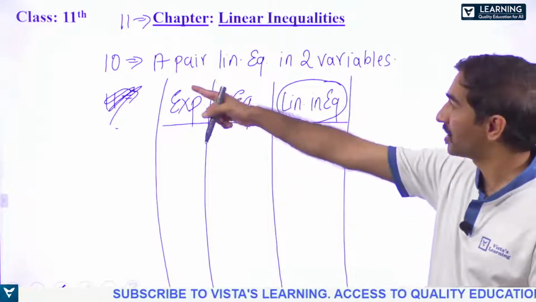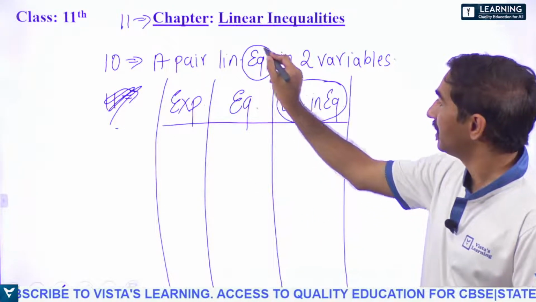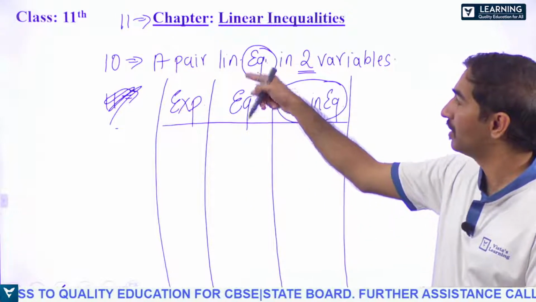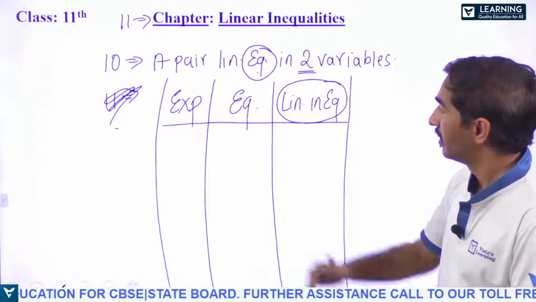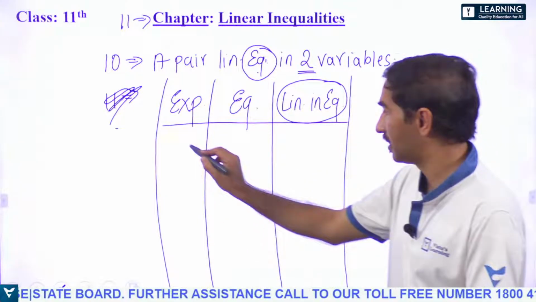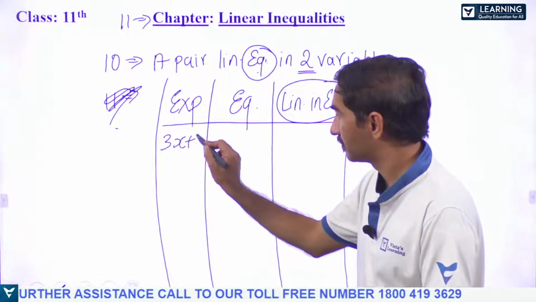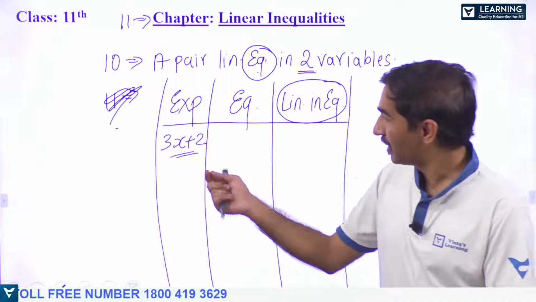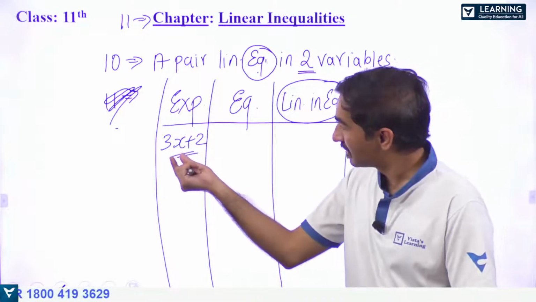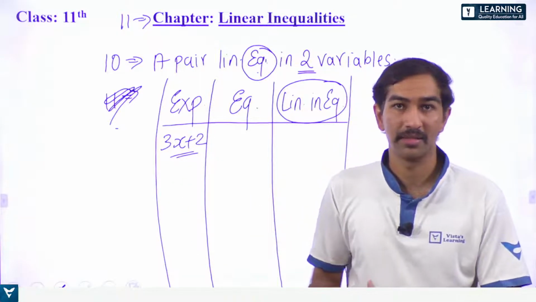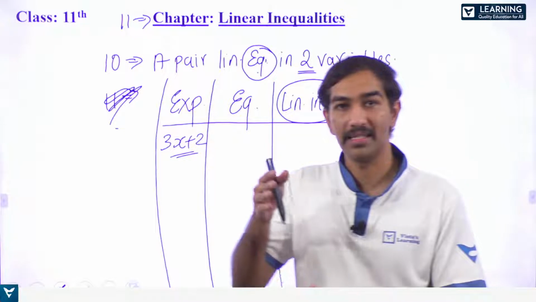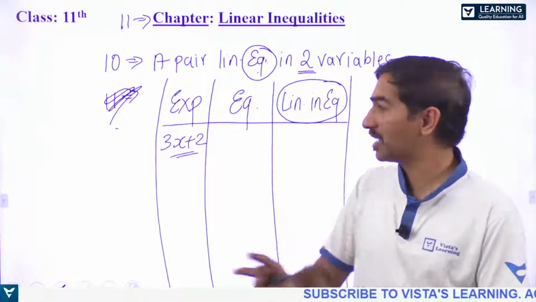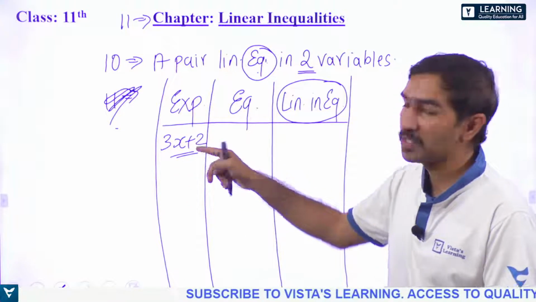Alright, so 10th what you studied? Linear equation in two variables. Note this highlighted point, equation. Okay, so what is an expression? For example, let us take 3x plus 2. This is an expression. An expression consists of one or more terms with addition, subtraction, division and multiplication between the terms. This is called an expression, that's it. 3x plus 2 is an expression.